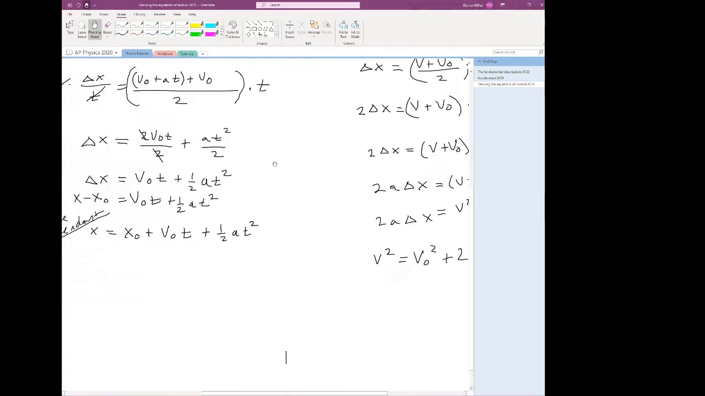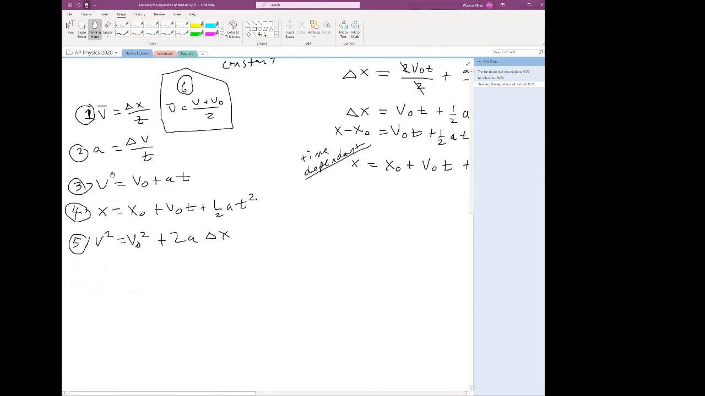All right, that's it. Those are the equations of motion. Get to know them, get to love them. You'll use them a lot, especially when I start giving kinematic problems. But there you go. Any other questions?